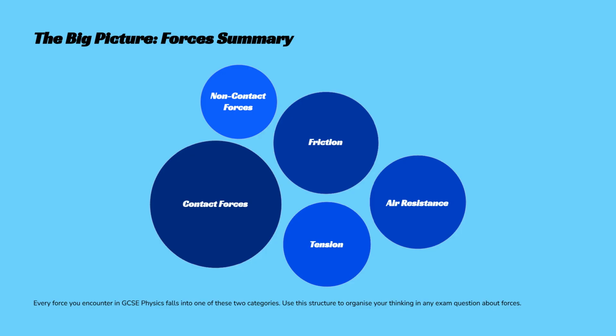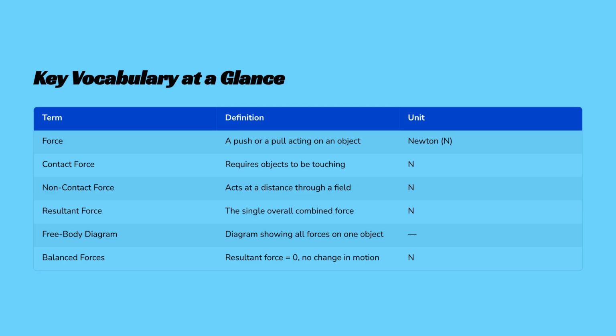Every force you encounter in GCSE Physics will be either a contact force, like friction, air resistance, or tension, or a non-contact force. Use this structure to organize your thinking during exams. Here's a quick reference for key vocabulary. We have defined forces, contact and non-contact types, resultant force, free body diagrams, and balanced forces. All of these are measured in newtons.